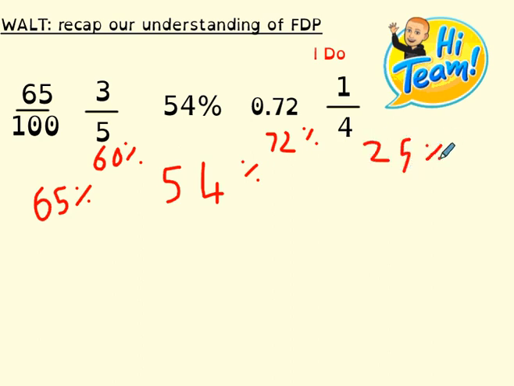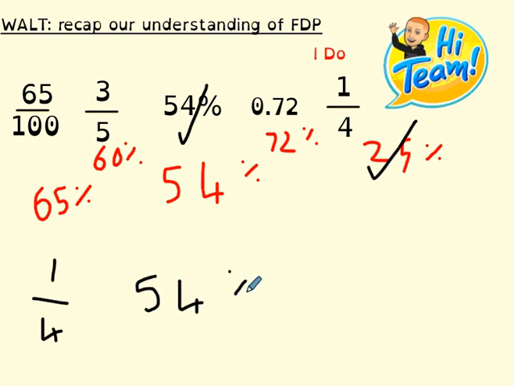Now I've got all of my values in the same format. I can use these to help me order my original fractions, decimals, and percentages, starting with the smallest. So the smallest one here is 25%, or in its original form, 1/4. The next largest would be 54%. Take it off as I go so I know that I'm not repeating myself or missing any out. Next largest value will be 3/5, which, given in my original form, is 3/5, or 60%.